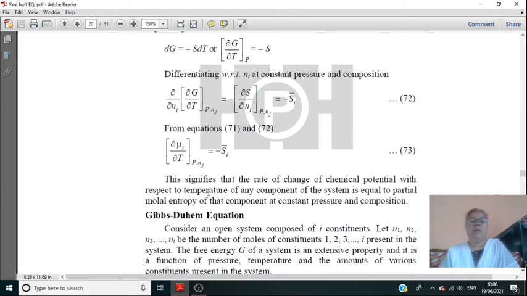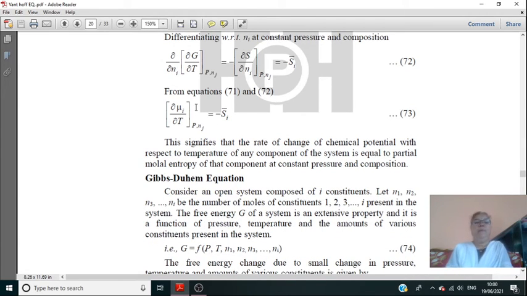This equation signifies that the rate of change of chemical potential with respect to temperature of any component of the system is equal to the partial molar entropy of that constituent at constant pressure and composition. That is, ∂μi/∂T at constant pressure and number of moles is equal to minus Si bar, where Si bar is the partial molar entropy. This equation signifies that the rate of change of chemical potential with respect to temperature of any component of the system is equal to the partial molar entropy of that constituent at constant pressure and composition.